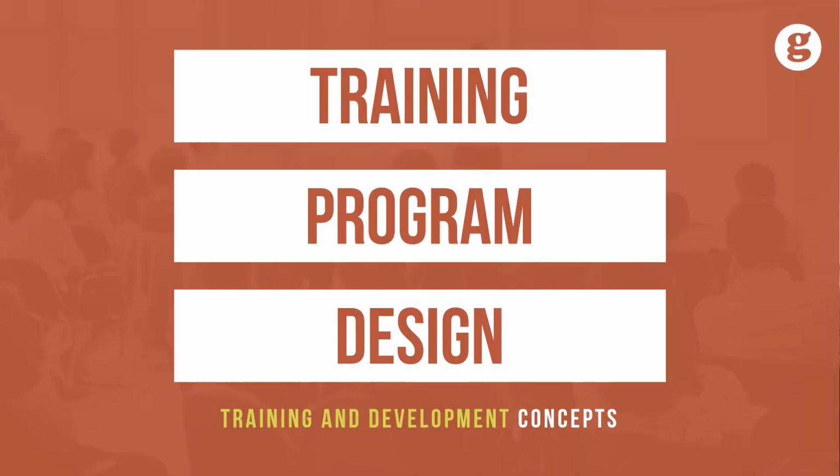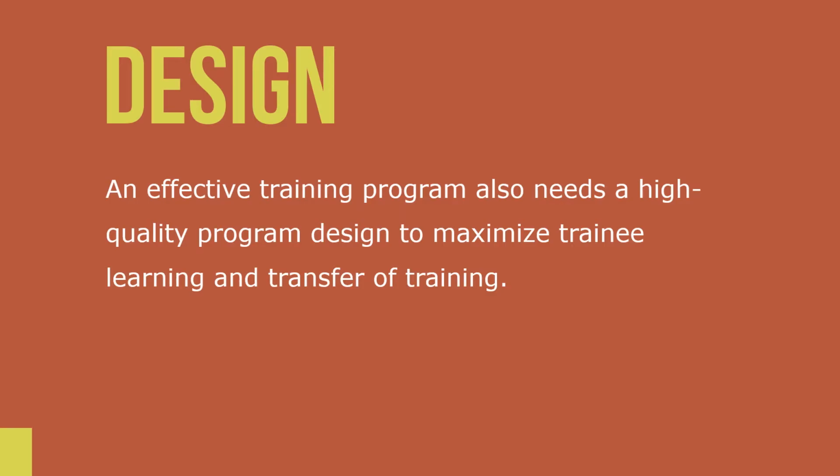For learning and transfer of training to occur, training programs need to include meaningful material, clear objectives, opportunity for practice and feedback, learner interaction, and a supportive work environment. However, these features are not enough to create an effective training program. An effective training program also needs a high quality program design to maximize trainee learning and transfer of learning.